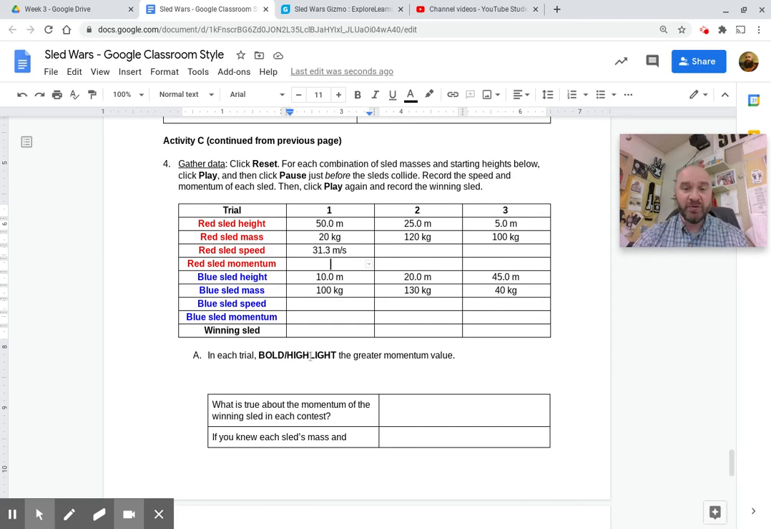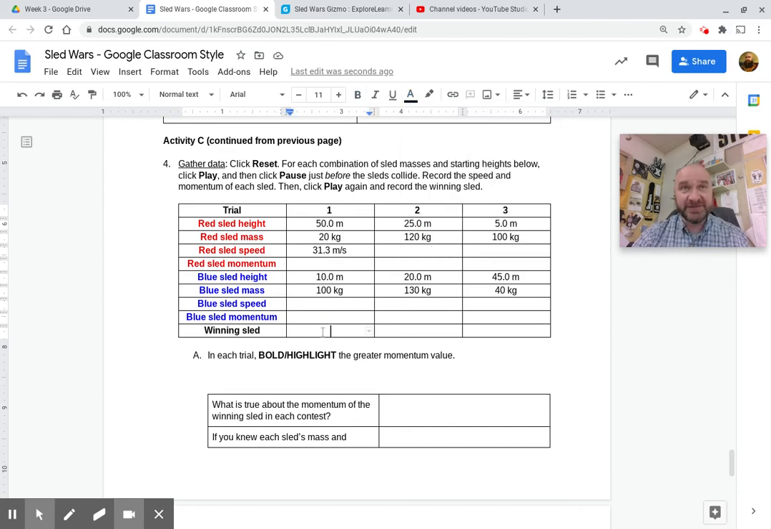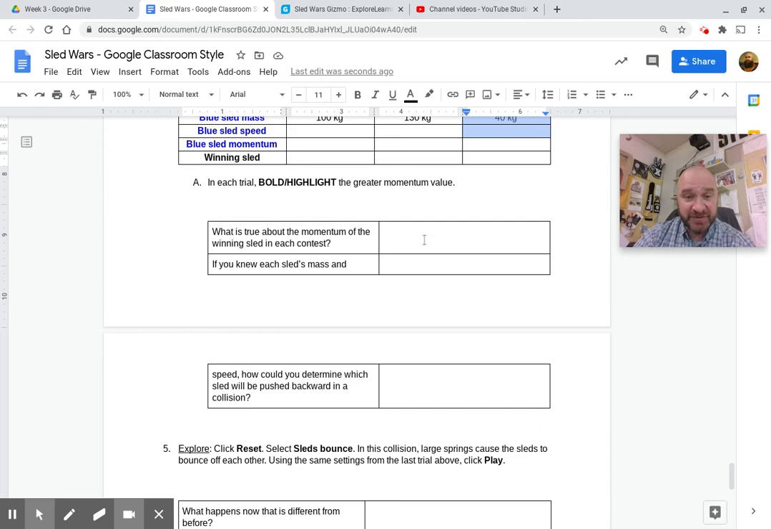Here it says to bold or highlight the greater momentum value. So whichever momentum is higher, the red momentum or blue momentum, I will highlight that. You can just select it and highlight it. Then record the winning sled, whether it's the red sled or the blue sled. Then for trial 2, give it these settings here, and then calculate momentums for both, and then see who wins. And then for our third trial, we'll use these settings and then calculate momentums and then see who wins. You'll answer these questions here.